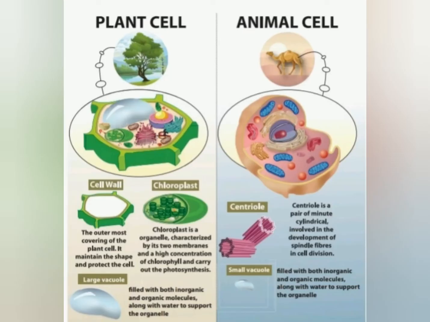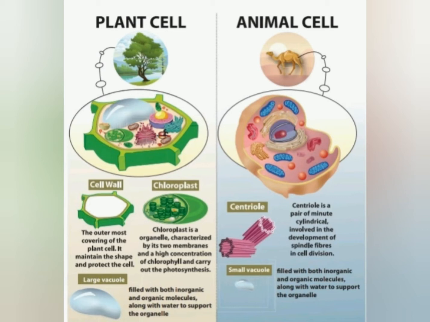Now we are going to see what cell components are common in plant cell and animal cell, what cell organelles are present only in plant cell, and what organelles are present only in animal cell. Okay, first, cell wall.